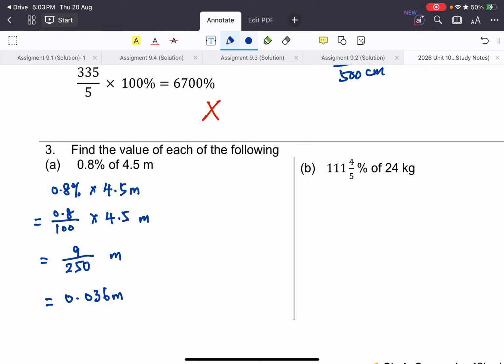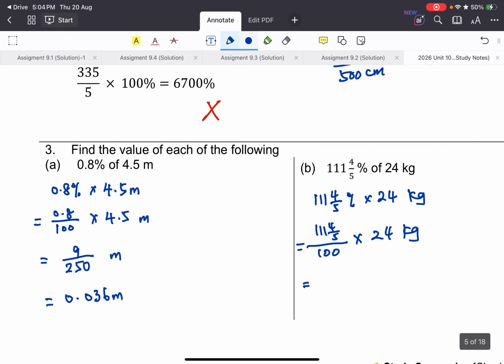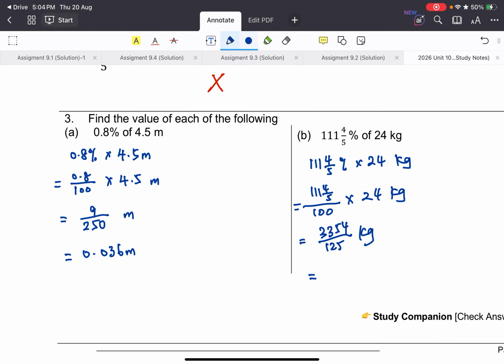So let's do this. So 111 4/5 percent times 24 kg, right? This will be 111 4/5 over 100 times 24 kg. Okay, we work this out to be, that's right, improper fraction first, 3354 over 125 kg, right? And this will be the same as 26 and 104 over 125 kilograms. Okay, so that we have.